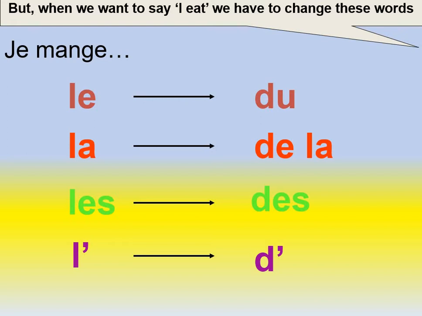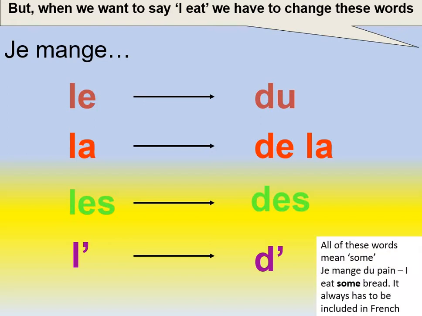What is the reason? I think it just sounds better to the French ear, and as non-native French people, it's quite difficult to get our heads around that. But basically, and this helps me remember it, all of these words here, du, de la, de, and D apostrophe, they mean some.